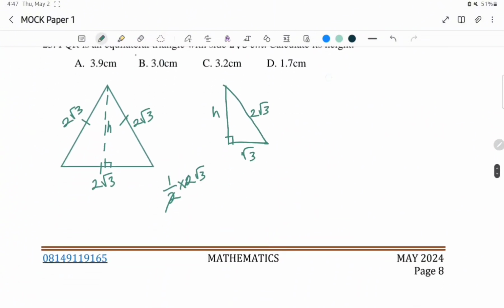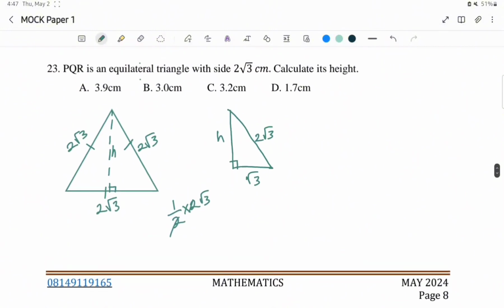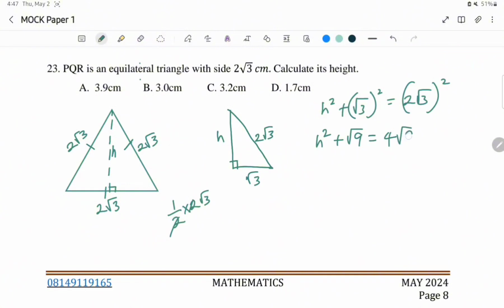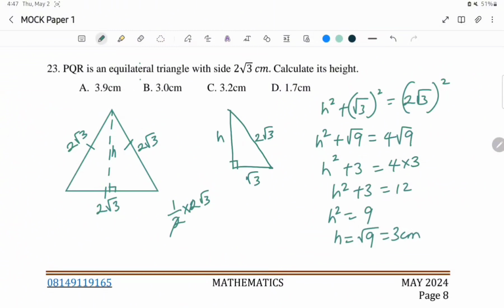Since it is a right angle triangle, we can apply Pythagoras theorem. So h squared plus √3 squared is equal to 2√3 squared. That means h squared plus 3 equals 4 times 3, since the square of 2 is 4 and the square of √3 is 3. H squared plus 3 equals 12. That means h squared equals 12 minus 3, which is 9. And h is the square root of 9, which is 3 centimeters.